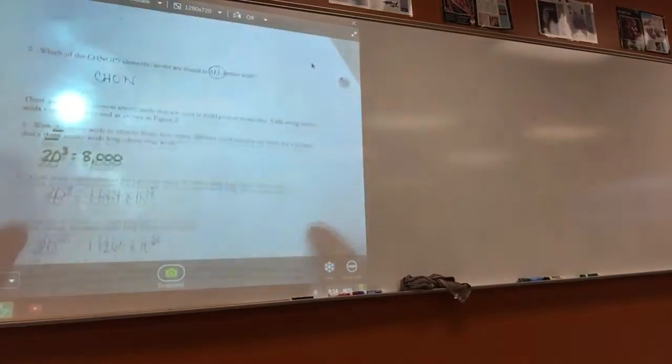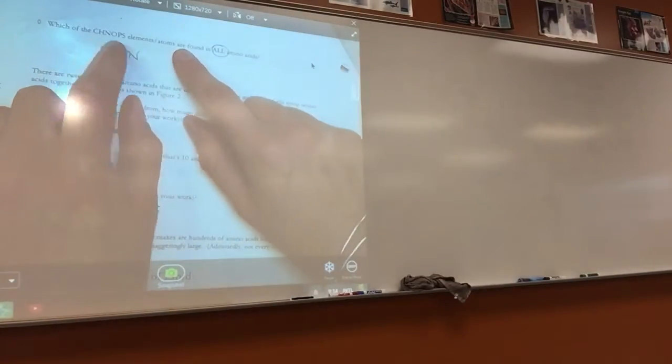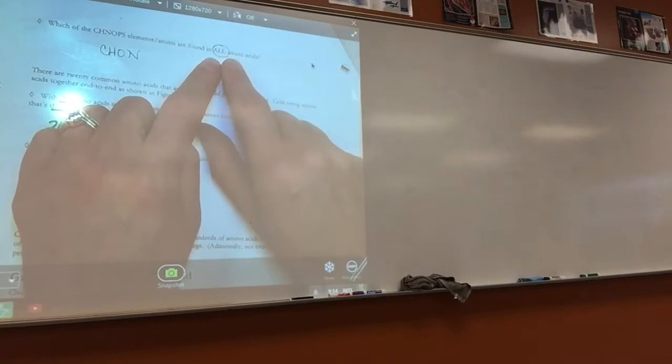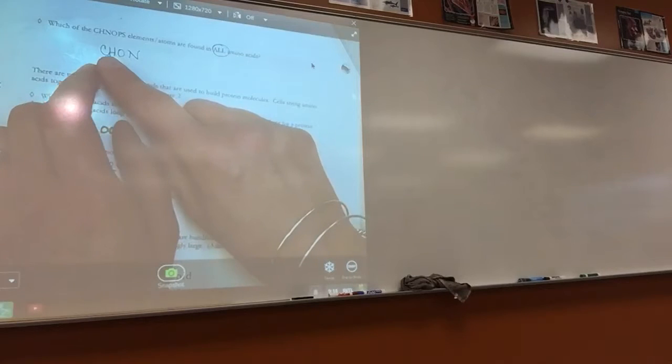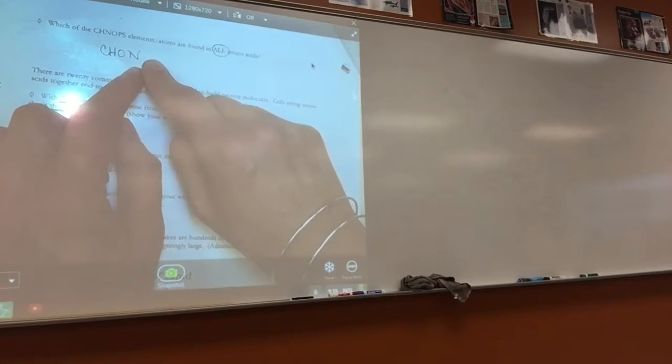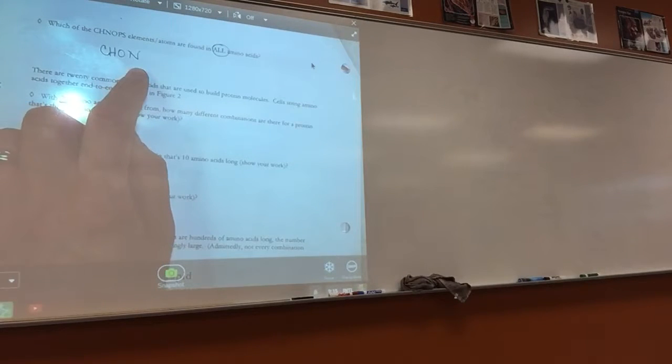Then it asks you what elements are found in all amino acids. All is the key word there, and that's carbon, hydrogen, oxygen, and nitrogen. Now, amino acids can have additional atoms or elements depending upon their R group, but that varies from amino acid to amino acid. So what's found in all amino acids, no matter its R group, are those 4.